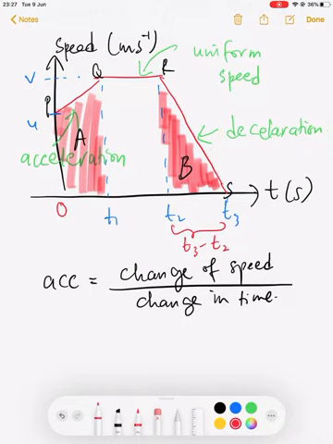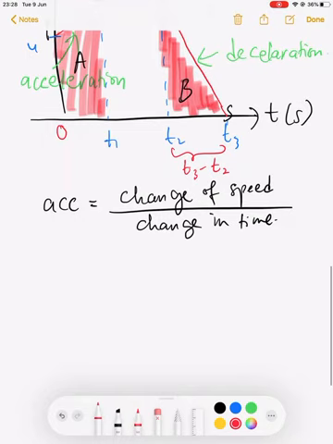Let's say t3 is 8 and t2 is 4, so the time there is 8 minus 4 equals 4 seconds. So the time taken is 4 seconds. How do we get the time taken? t3 minus t2, the final time minus the initial time. So the deceleration is actually the same as acceleration for the formula.